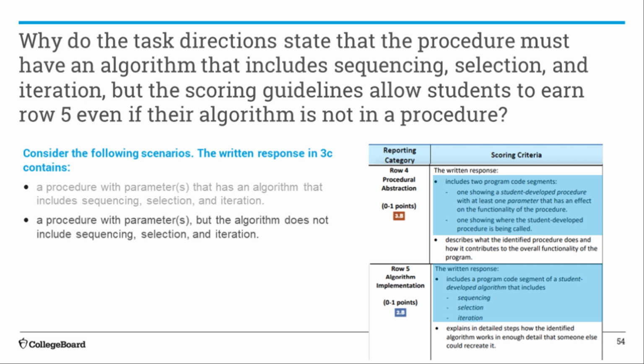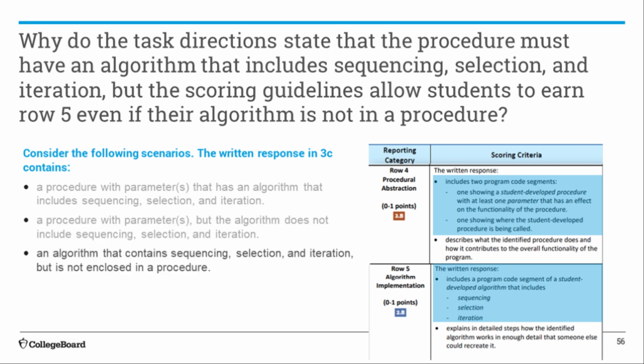It has a procedure, it has a parameter, but the algorithm doesn't have everything it's supposed to have in it. So I think most people are like, okay, I understand what's going to happen here. They have a procedure with parameters, so they're going to get row 4, but they don't know how to write algorithms. And people are usually okay with this. They're like, yeah, that totally makes sense. And then we come to this last situation.